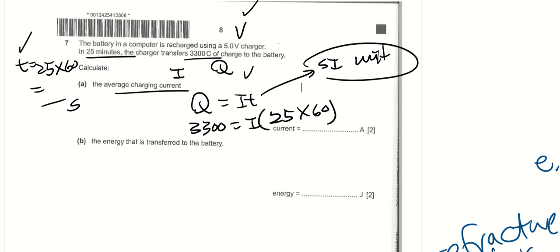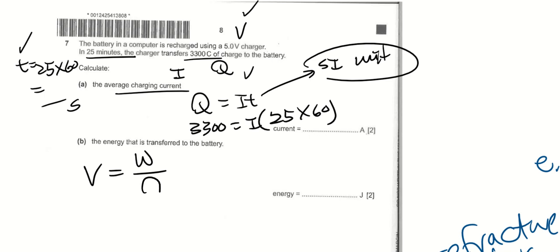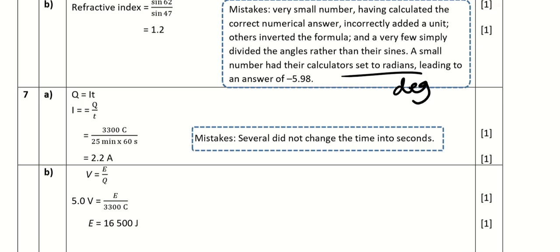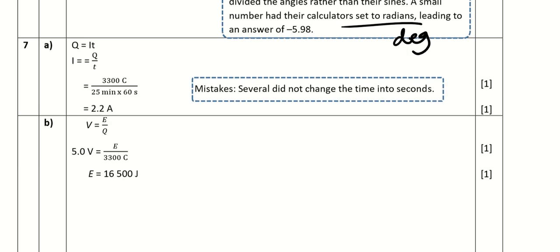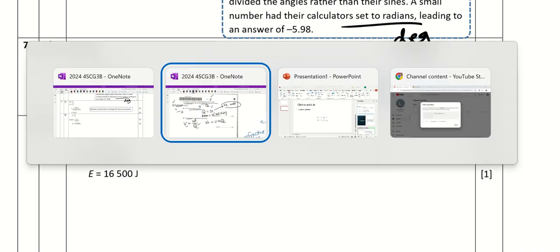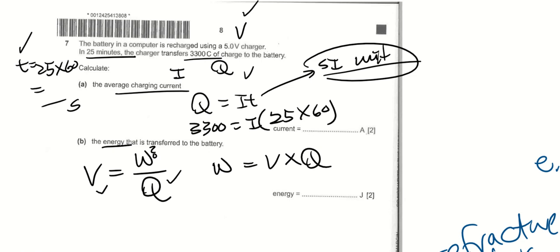The energy that is transferred to the battery, what are the formulas that we learn? We have one which is V equals work done over Q, right? So energy is actually work done, so this is what I'm supposed to find. I have the Q, which is 3300. I have the V. So what is the energy? It will then be V times Q. So you should get 16500 joules. So if you know the formula, you can score for these 4 marks. But take note, must be in SI unit.